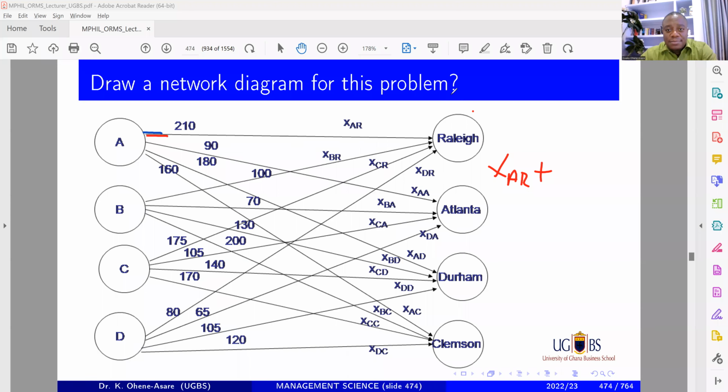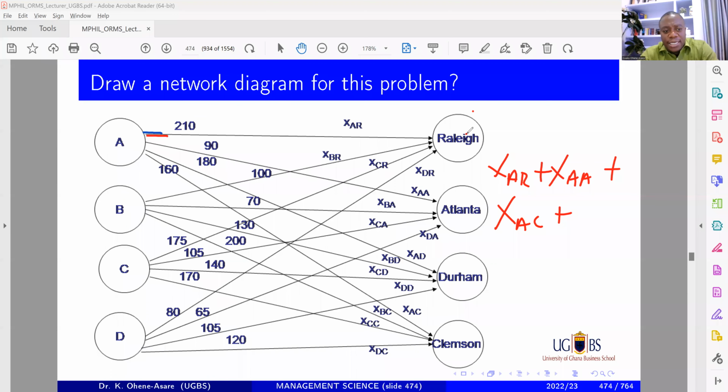Alex. All right, Doc. Yeah. So it will be XAR plus XAA plus XAA, yes. Plus XAC equals 1.